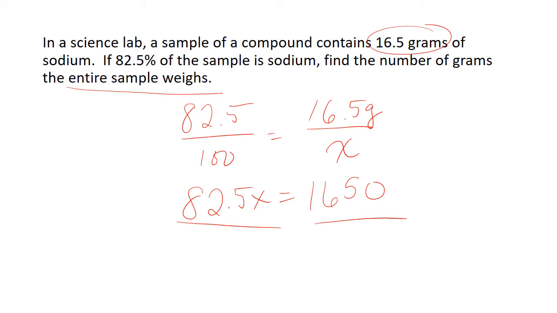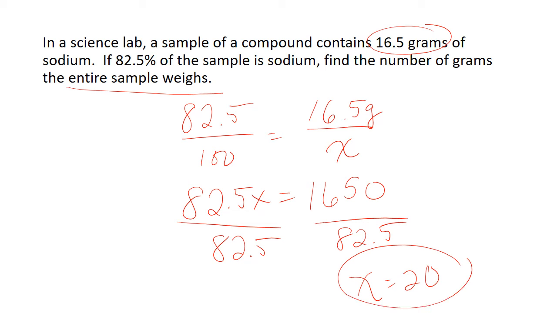Right, so when I divide by 82.5, that gives me x is equal to 20. Now let's make sure that that is reasonable. So if 16.5 is 82%, which is almost all of it, does it make sense that the whole thing is 20 grams? It seems pretty reasonable to me. Now, if we'd come up with something like 100 grams, there's no way 16.5 is most of 100 grams. But 16.5 really is most of 20 grams, so that's pretty reasonable.